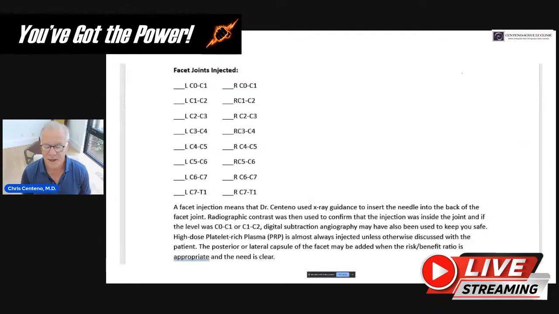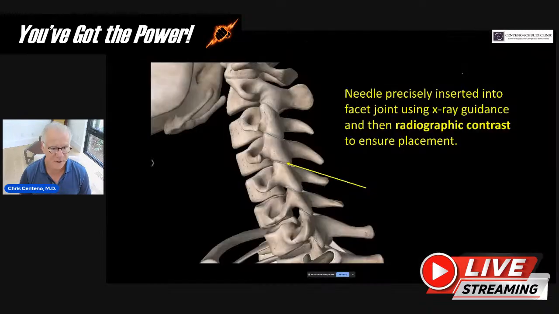So we'll start with the facet joints. Facet joints are small little joints in the neck. They're about the size of finger joints. And we use an X-ray guided technique with contrast confirmation. So what that means is that we specifically target a joint and then we confirm with X-ray guidance and radiographic contrast that we're in that joint. So that's using this posterior approach. So the needle is placed precisely into the facet joint, which is over here.